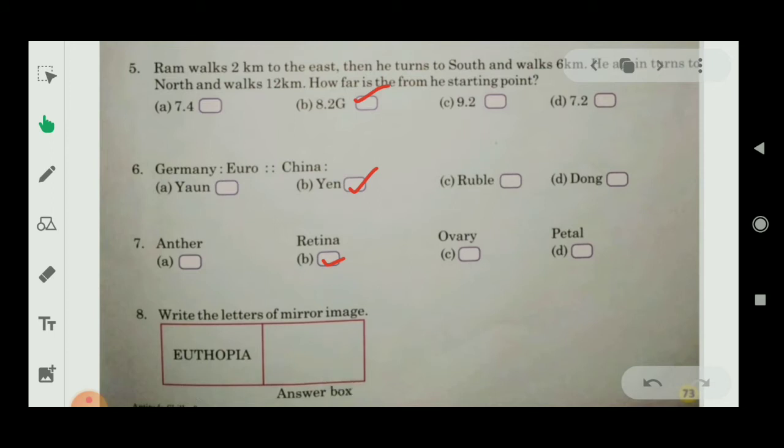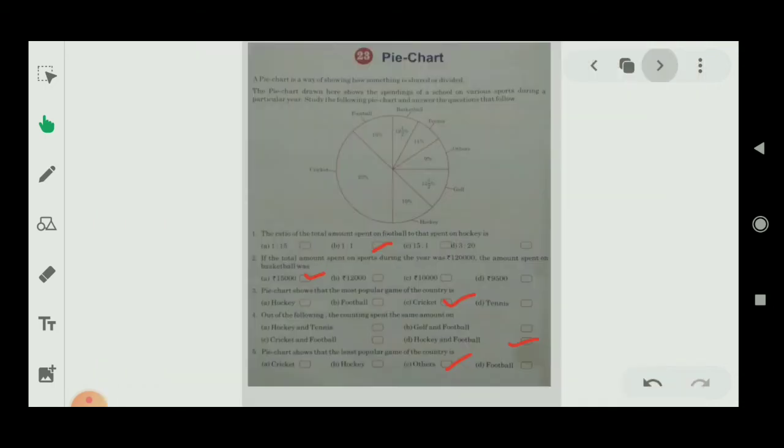Let's see the next chapter. That is chapter number 23, pie chart. Before I start the questions of the chapter, students, let's see the pie chart that is given in chapter number 23. Cricket's value is 25%. Then hockey's value is 15%. Golf's value is 12.5%. Similarly, others' value is 9%. Tennis value is 11%. Basketball's value is 12.5%. And football's value is 15%.